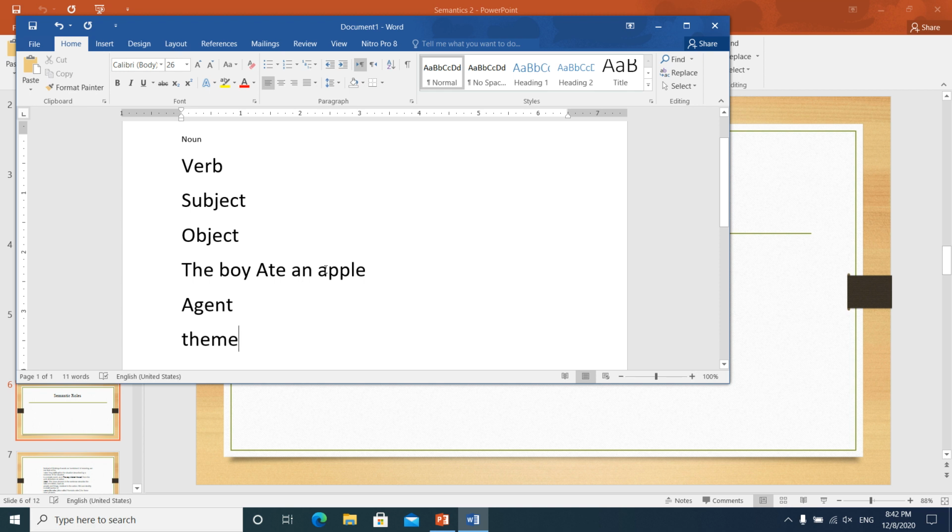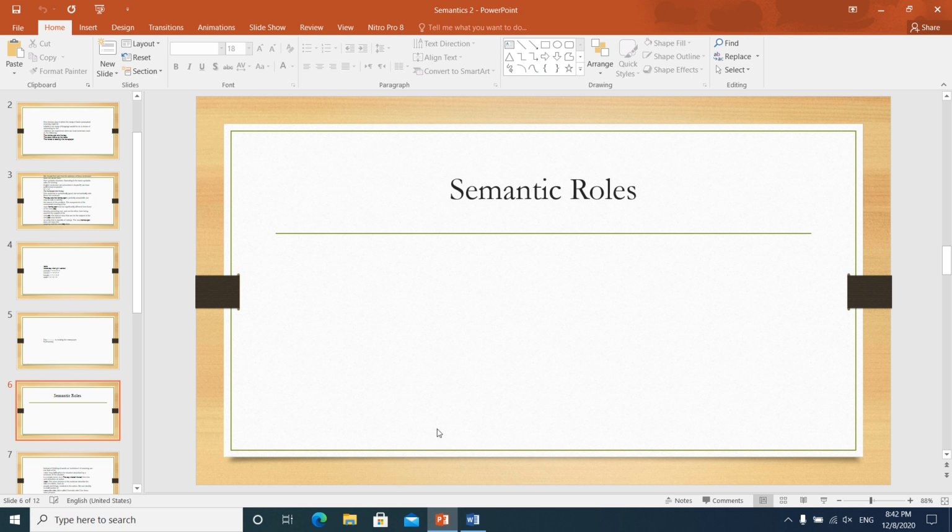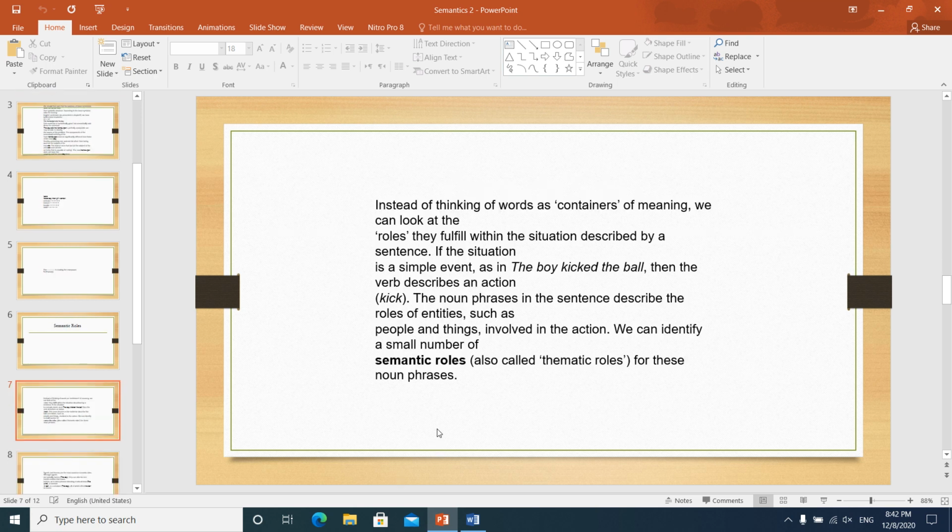Of course, boy could be human, could be non-human, but most of the time it should be human. So apple is a theme. You see, this terminology has to do with meaning, not with the grammar. Then we are after the roles played by the subject, the roles played by the object. So instead of thinking of words as containers of meaning, we can look at the roles they fulfill within the situation described by a sentence.